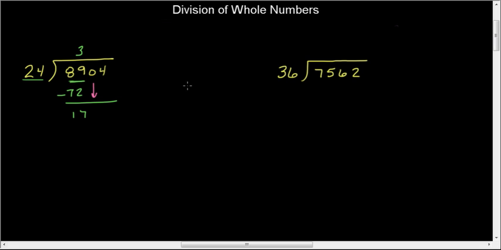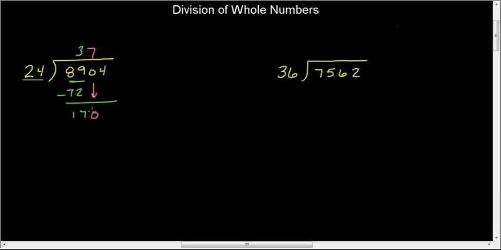Anyway, here we are. We've already gone through and multiplied 3 and 24 to get 72. We subtracted 72 from 89 to get 17. Now we are bringing down our 0. And we're going to ask ourselves, how many times does 24 go into 170? Well, let's see. If we go in there 7 times, let's try 7 times.